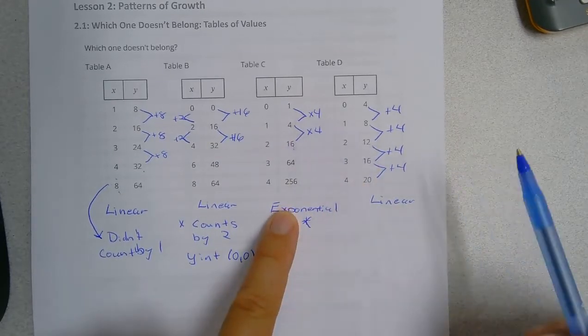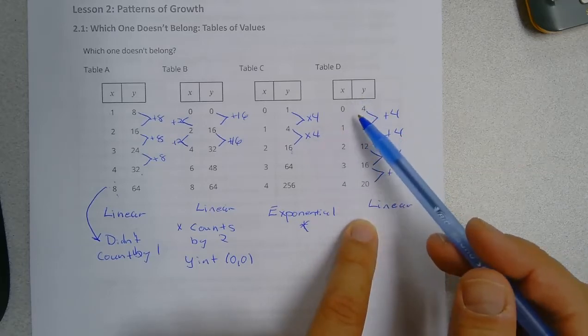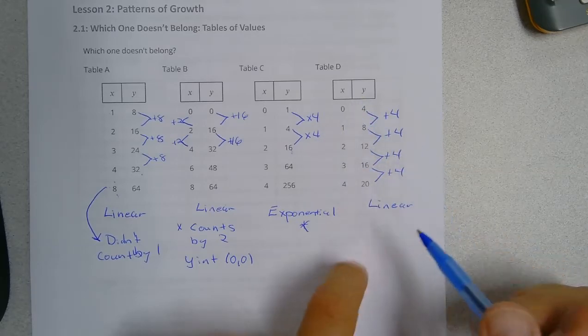Here, this graph is exponential. And then if I'm looking at this one, this is the only linear graph where x counts by 1 and y counts by 4.